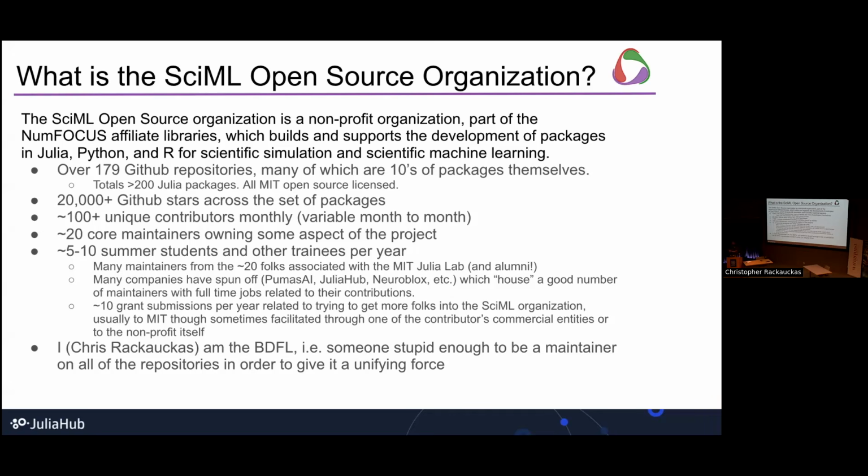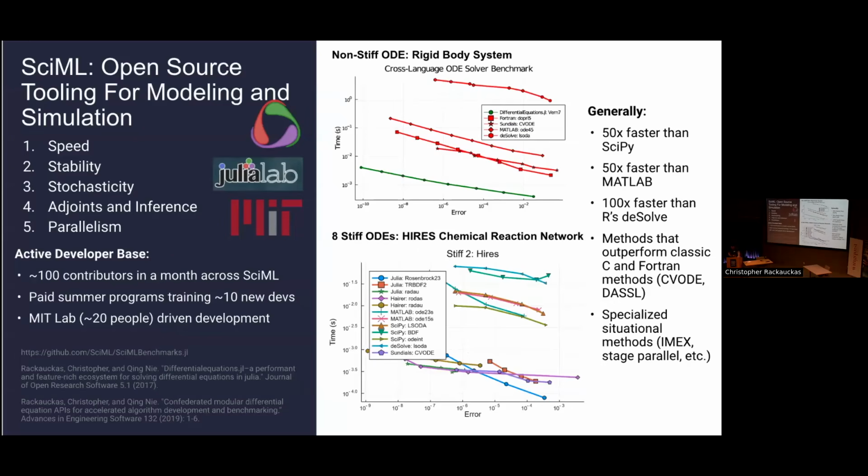We have over 179 GitHub repositories. That means over 200 Julia packages, because many of these repositories have multiple packages in them. We have about 100 unique people contributing monthly. So we have a pretty big ecosystem that's been growing around essentially this core. You might not look at it as a PDE ecosystem, but it is the core of these numerical solver bits. That's really what we do.